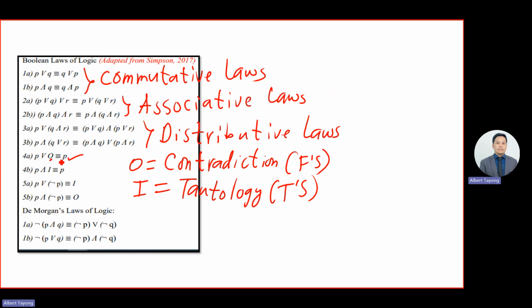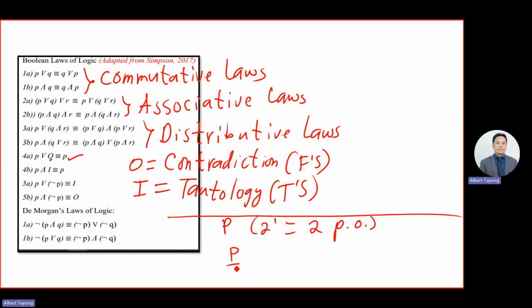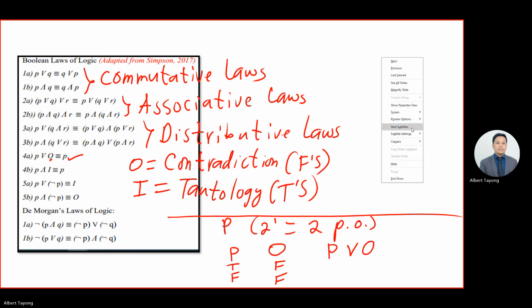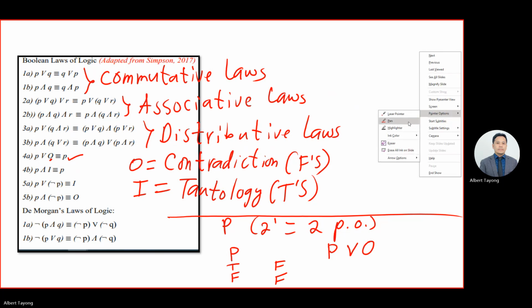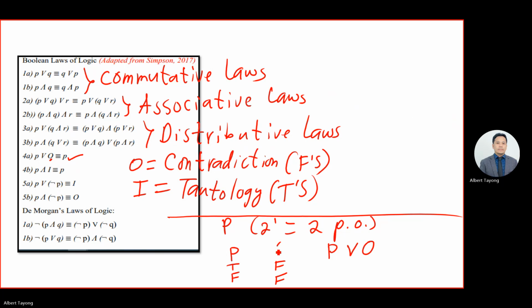P or contradiction is equal to P. So P, there's only one. So 2 raised to the power of 1, we have 2 possible outcomes. Okay, so our P is either true or false. And then here we're going to write our contradiction, 0. That is false, false. So P or contradiction, it's like, 0 or O italicized. Somehow it's like that.